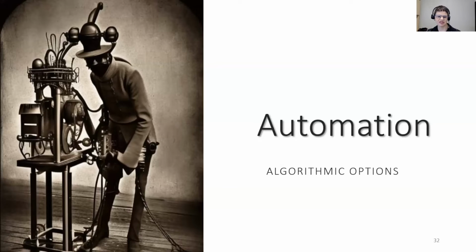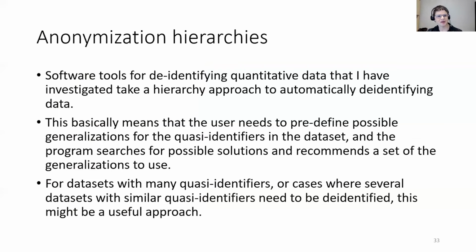Okay, I'm going to be starting to talk a little bit about automation. How do you automate this? How do you actually implement K-anonymity in practice? Anonymization hierarchies. Software tools for de-identifying quantitative data that I have investigated take a hierarchy approach to automatically de-identifying data. This basically means that the user needs to predefine possible generalizations for the quasi-identifiers in the data, and the program searches for possible solutions and recommends a set of generalizations to use.